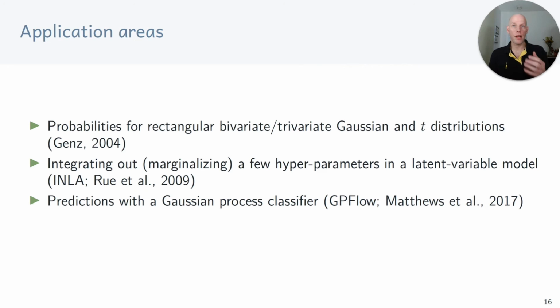There are some direct application areas of Gaussian quadrature. For example, Gaussian quadrature can be used to compute probabilities for rectangular low-dimensional Gaussian and t-distributions. If we're interested in integrating out a few hyperparameters in a latent variable model, Gaussian quadrature is also a good idea. The inlar package implements this by default. We can also use Gaussian quadrature for making predictions in a Gaussian process classifier. GPFlow does this by default.